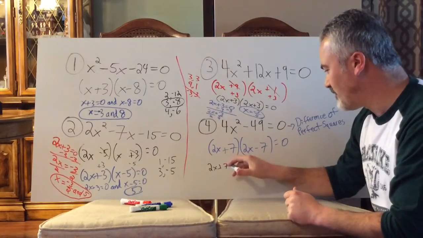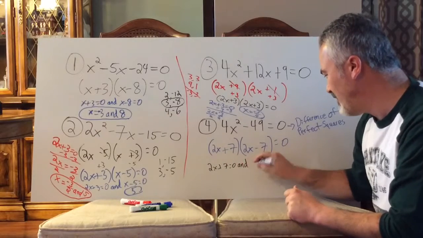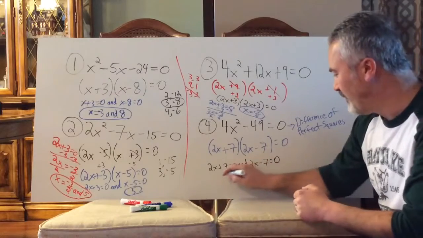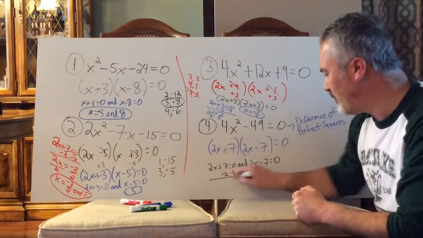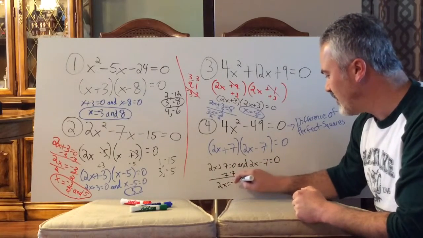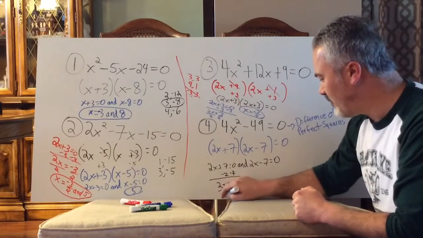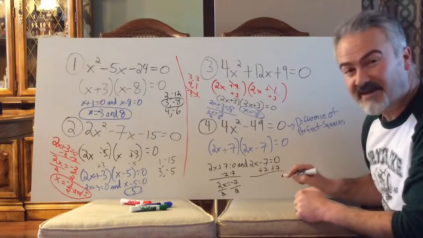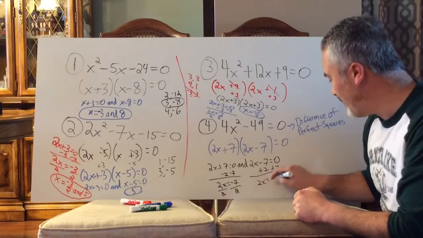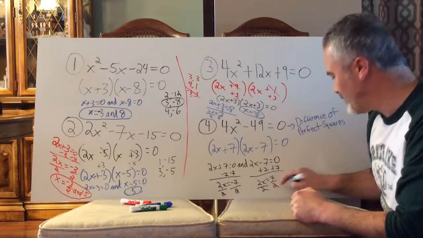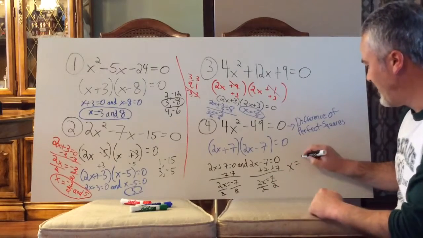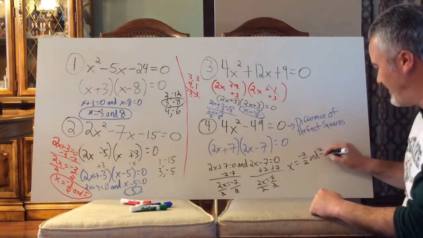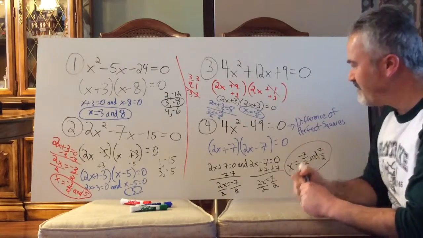2x plus 7 equals 0, and 2x minus 7 equals 0. Let's solve. Subtract 7 and divide by 2. So negative 7 divided by 2. And then this one will be plus 7. And then divide by 2. So now I'm looking at 7 over 2. So x equals negative 7 over 2 and 7 over 2. And there you have it.